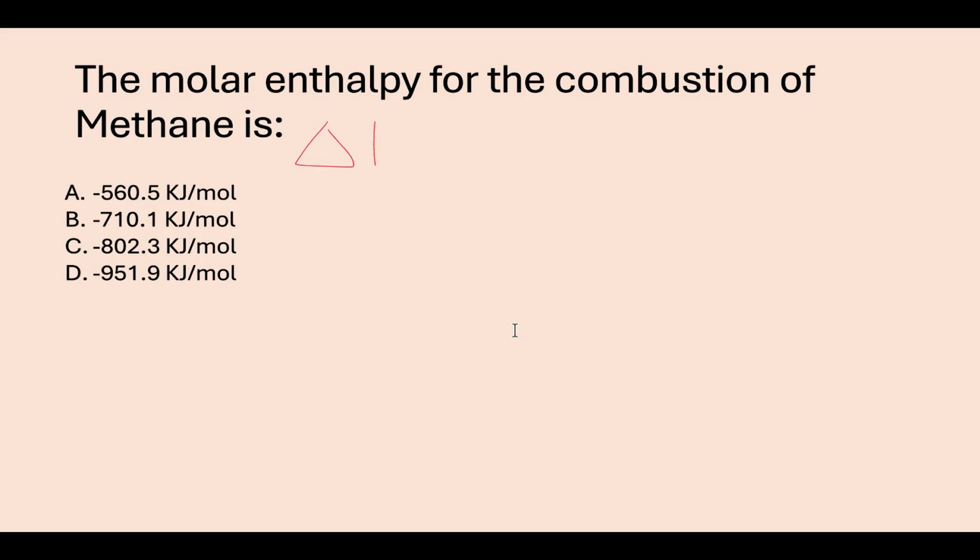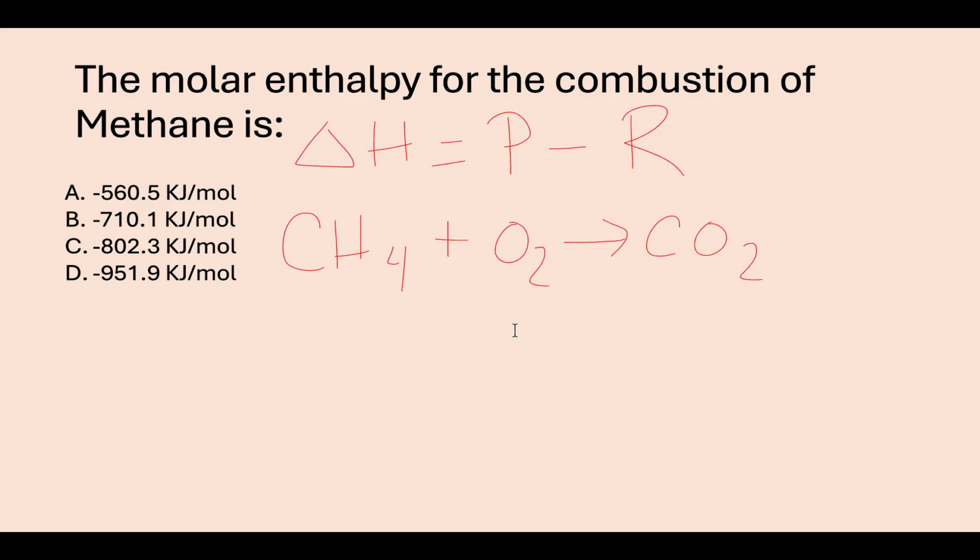So when I use Hess's law short, I like to just use a very short form formula, which makes sense to me, and that's the delta H of the reaction is products minus reactants. So to do this, we need a balanced chemical equation. So you have CH4, we're going to add in oxygen because it's combustion, and your products will always be carbon dioxide and water.